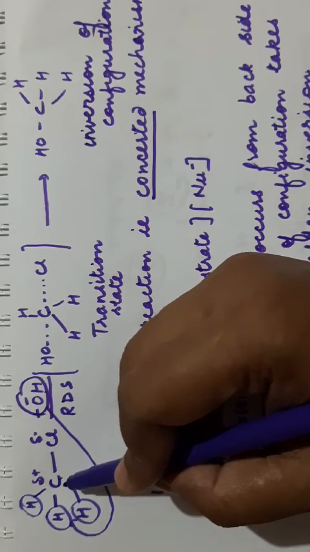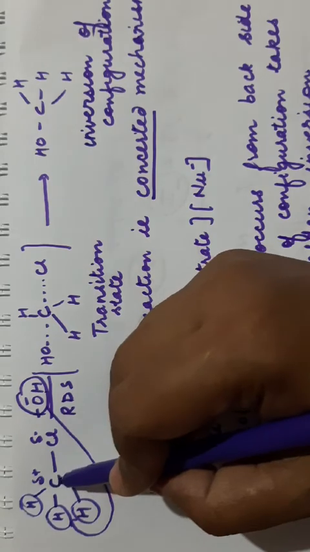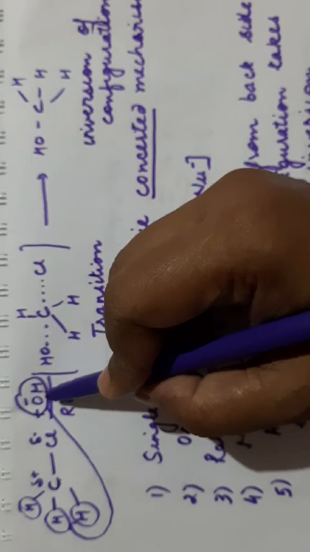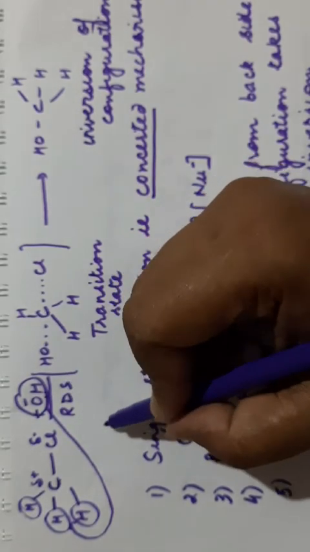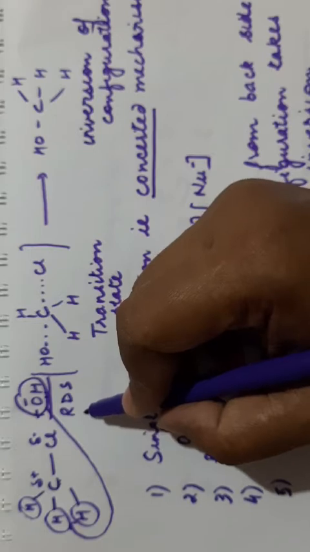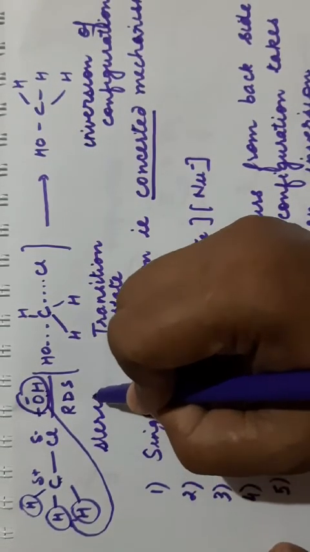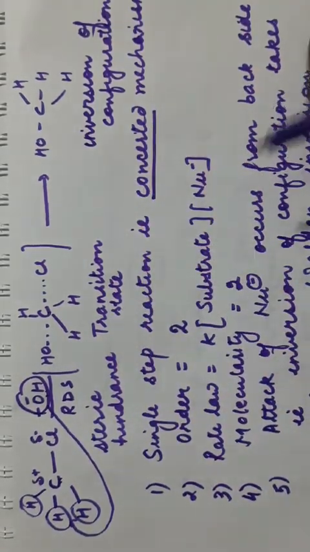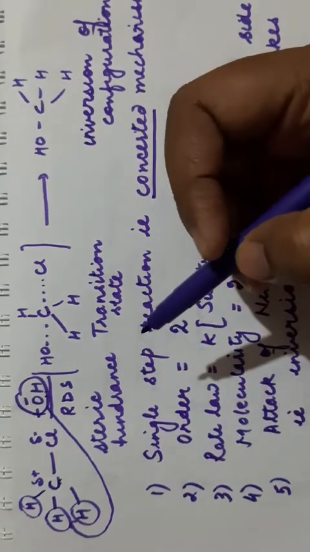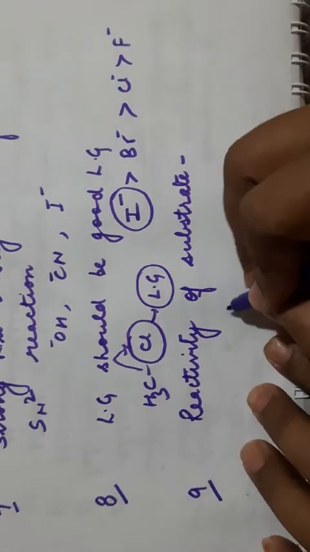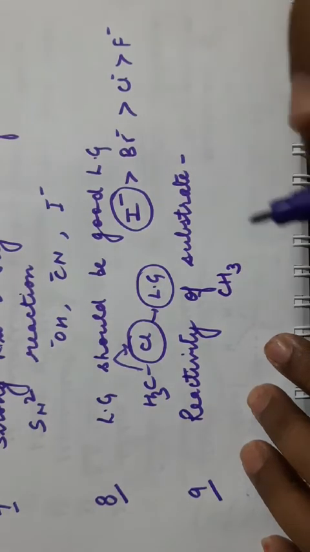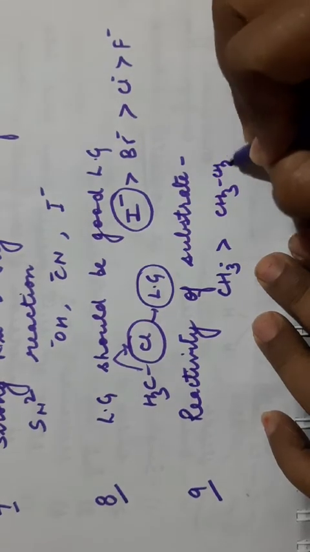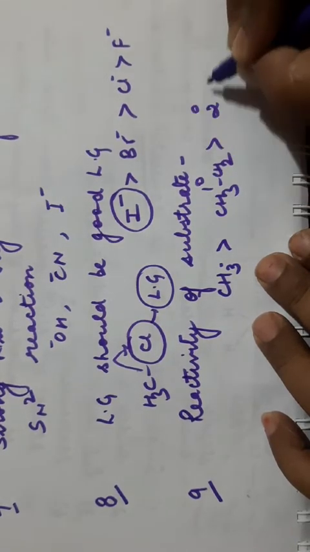I hope it is clear. The smaller the groups attached to the carbon being attacked, the more easily the attack of the nucleophile will take place. So the main factor which plays an important role in deciding the rate of the reaction is steric hindrance. The lower the steric hindrance, the more will be the rate of reaction. Clear? On this basis we have to decide the reactivity of the substrate. Since minimum steric hindrance is seen in the methyl group, then ethyl primary, or we can say primary 1 degree, then 2 degree, and then 3 degree.